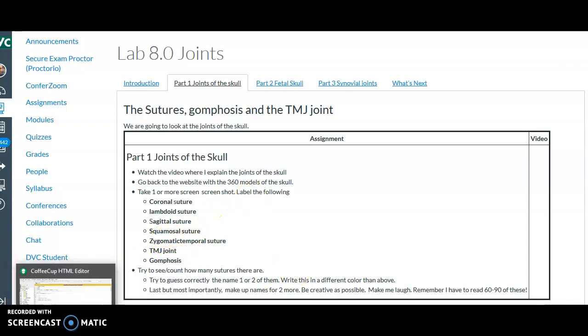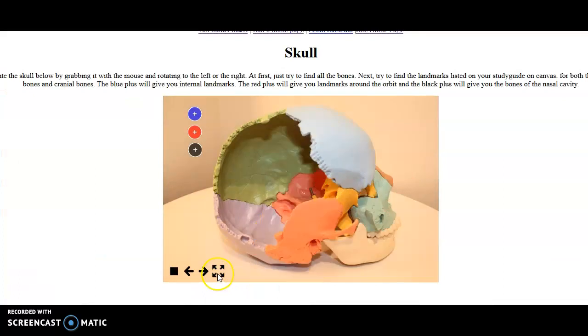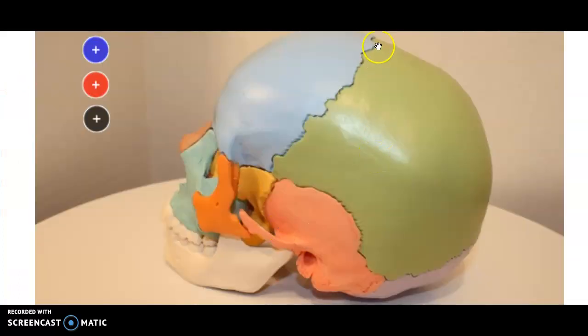So here's the web page. I recommend this view right here. You could actually look at both views for this activity, so I suggest you look at both of these. I'm going to click on this one, and I'm going to make it full screen by clicking. So this is the lateral view.